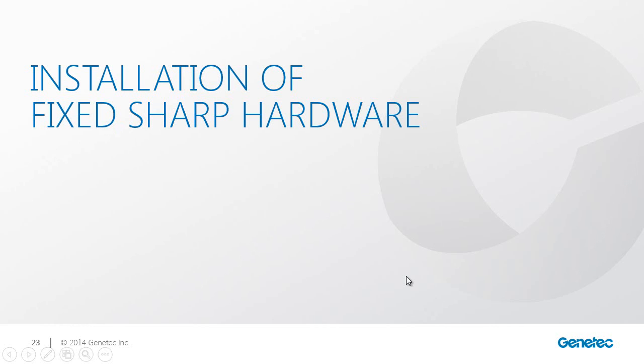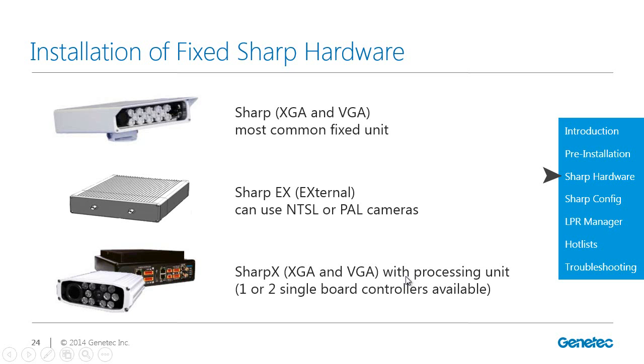Alright, so once you've done your site survey and you've done all the pre-installation steps, we can take a look at installing the hardware. The first thing I like to do is explain the difference between the basic Sharp systems so you know which one you want to order. Now the terminology can get a little confusing when you say it verbally, but bear with me and you'll see the differences in the examples here.